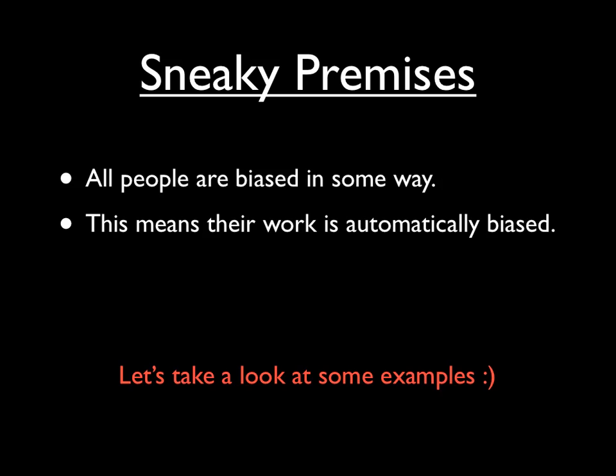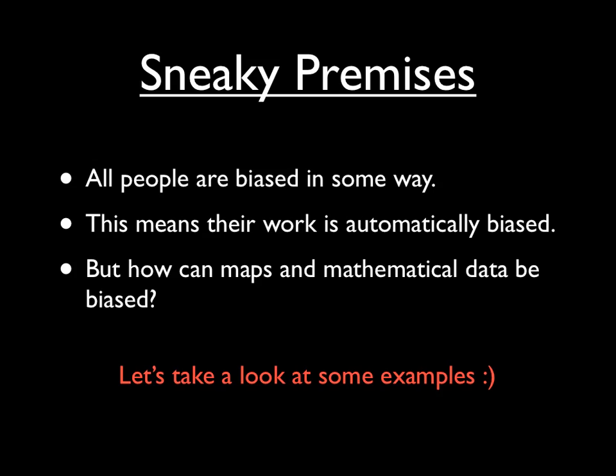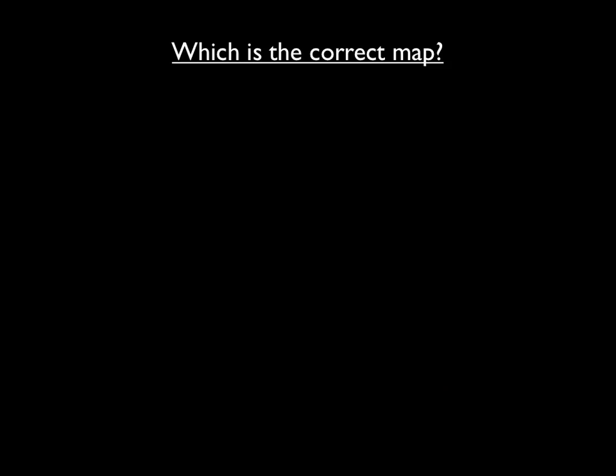So because people are already biased, that means anything they do, all their work, because once they actually put all those facts into a paper or into a statement, it becomes automatically biased. And obviously, diaries, newspapers, those kinds of things, it's easy to notice bias and to notice the premise. But maps and mathematical data also can be biased. So let's start with those because those are probably the most difficult to identify premises, but at the same time, you need to be able to identify those premises. So, let's just take a look at a simple example.